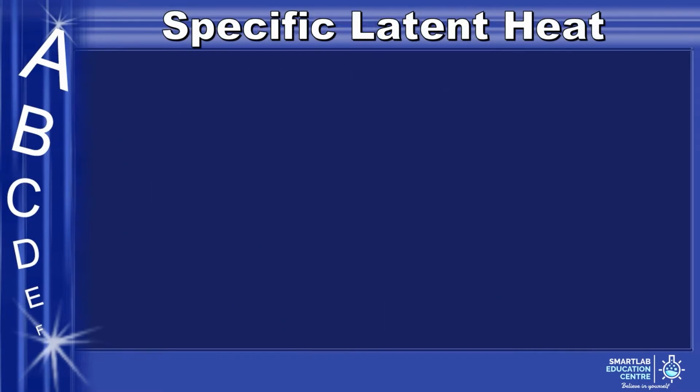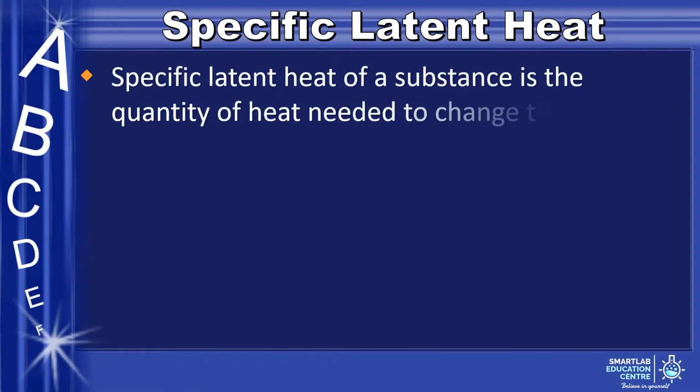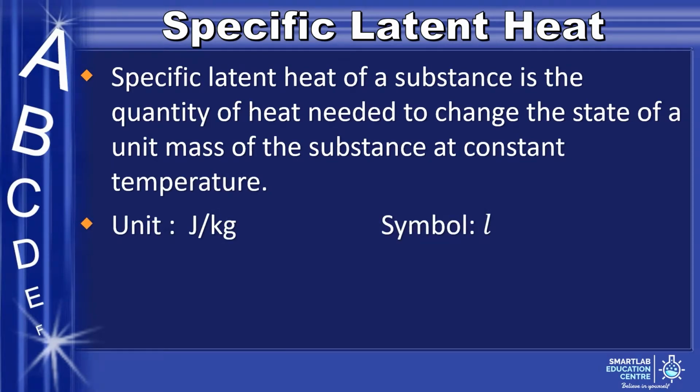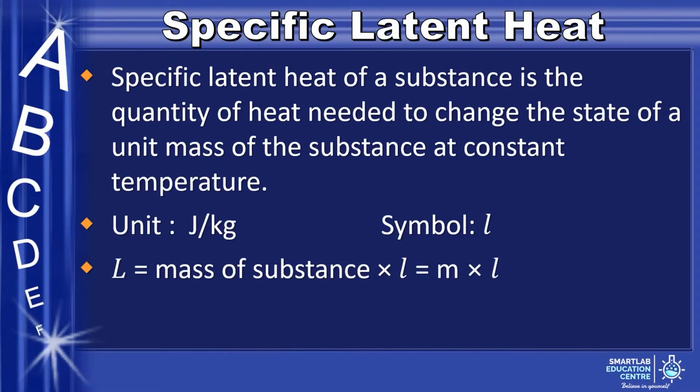Now, let us introduce specific latent heat, which is the quantity of heat needed to change the state of a unit mass of the substance at constant temperature. It has a unit of joules per kilogram and the symbol is small letter l. From the definition we can say that capital L is equivalent to the product of the mass of a substance and small letter l.